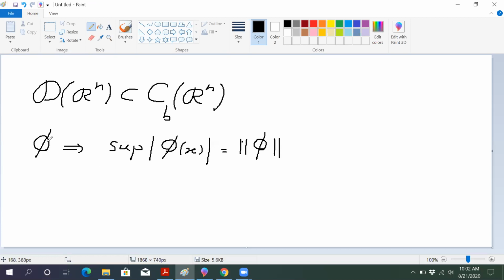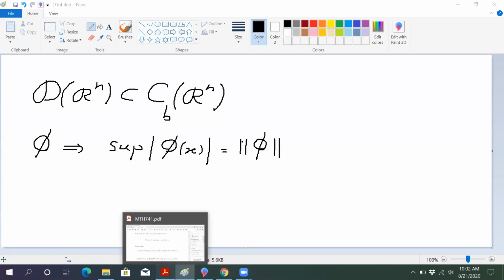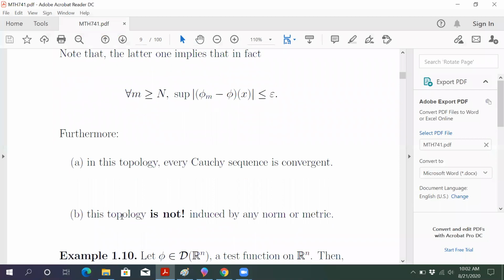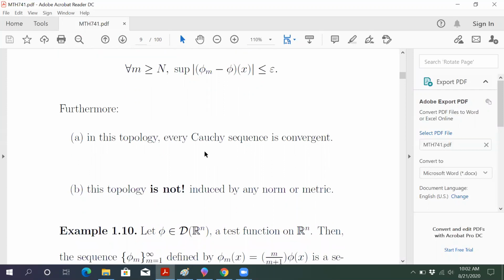When you view every test function as an element of this space, yes, you can, because it's a Banach space with the sup norm. So you can say that this sup equals the norm of phi. But if you are just studying the test function space, we just say sup phi. Do not use the norm notation. This is to avoid confusion, because the topology of DRN is not induced by any norm or metric. That's why here I did not say norm, I just said sup. So be very careful.